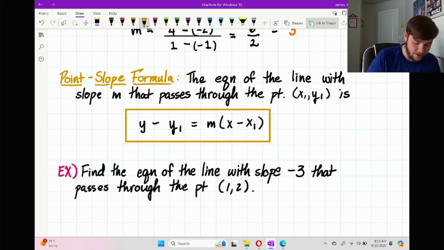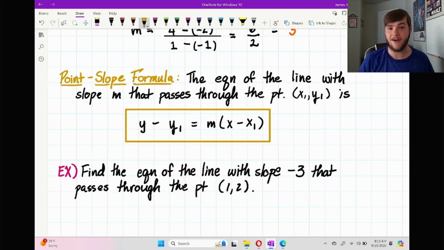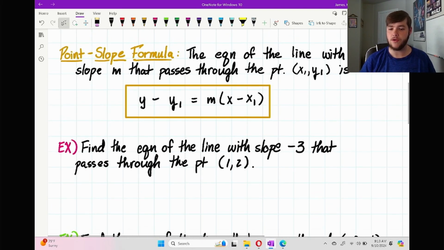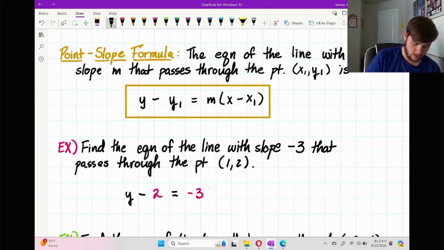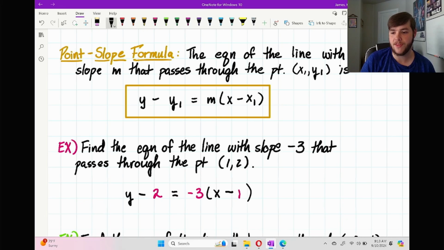This is going to be another formula that is important for you to have memorized for the exam. Let's see how we can use it to find the equation of the line with slope -3 that passes through the point (1, 2). Well, I know from the point slope formula, it should be y minus the y-coordinate, 2, equals m, remember, that's the slope, -3, times x minus the x-coordinate, 1. So this would be the equation of that line.